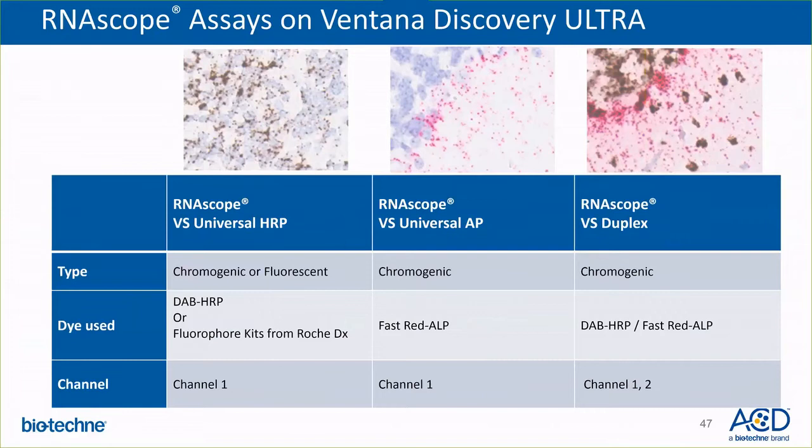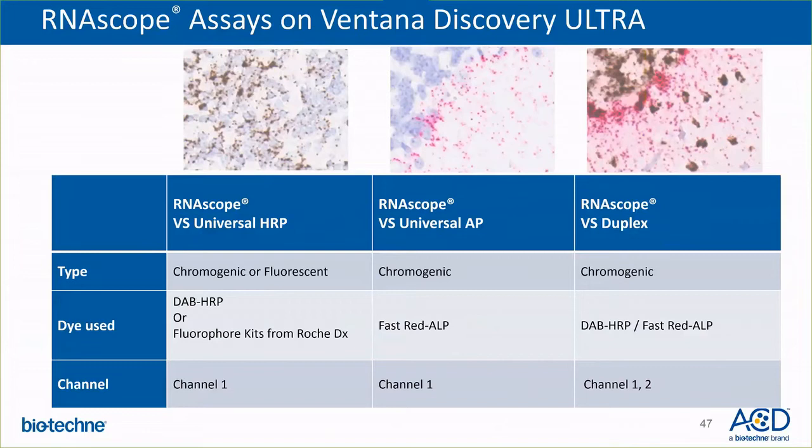Moving on to the assays available on the Ventana Discovery Ultra platform. First, we have the VS Universal HRP assay. This assay is a singleplex assay that can be either chromogenic or fluorescent assay. It can utilize the DAB chromogen or the different fluorophore kits from Roche Diagnostics. Then we have the VS Universal AP assay that is a singleplex chromogenic red assay. Lastly, we have the RNAscope duplex assay, which utilizes brown and red chromogen to detect two mRNA targets.